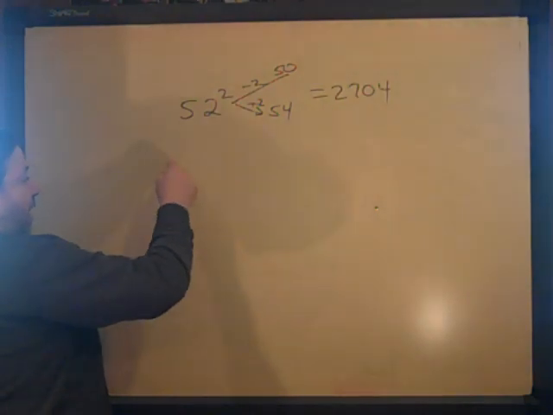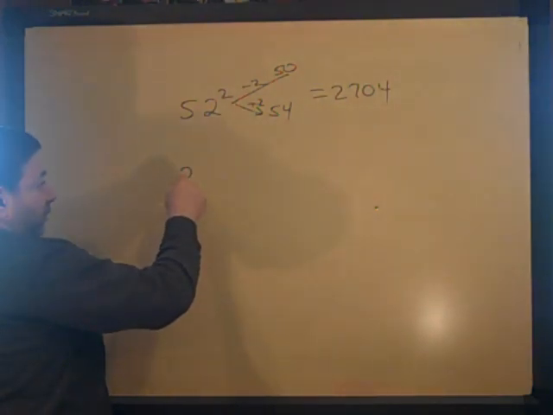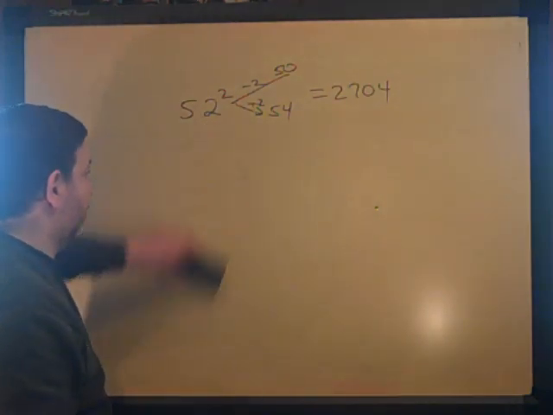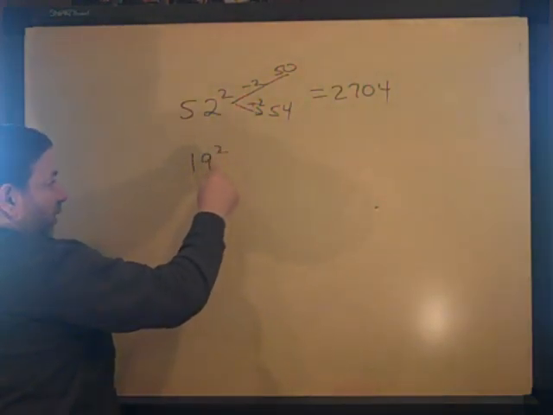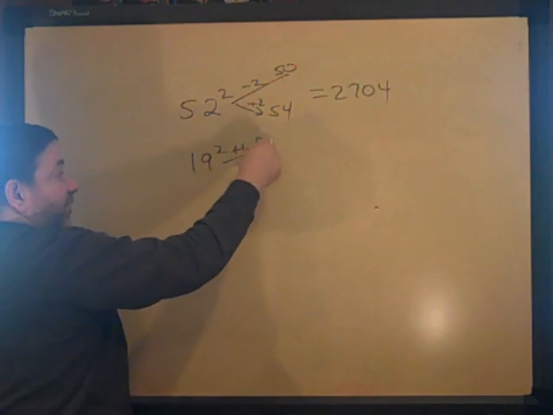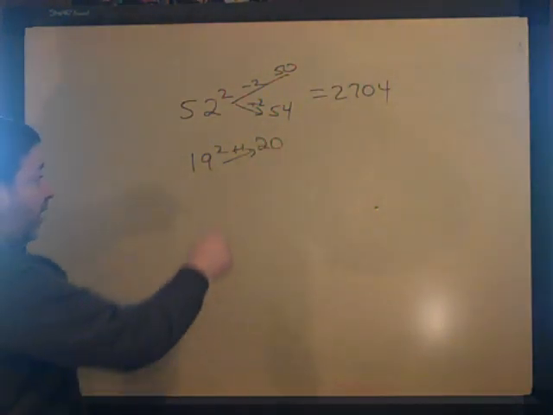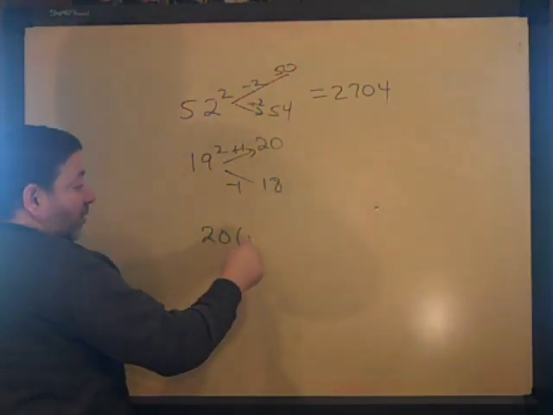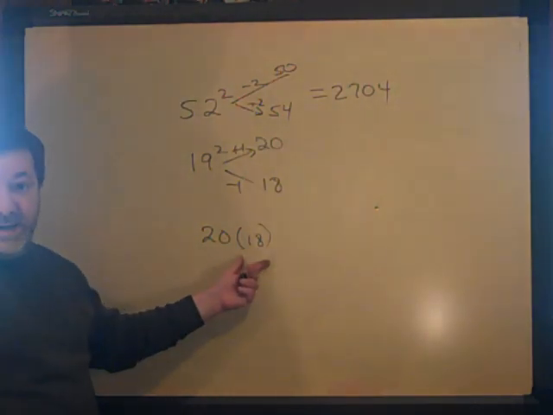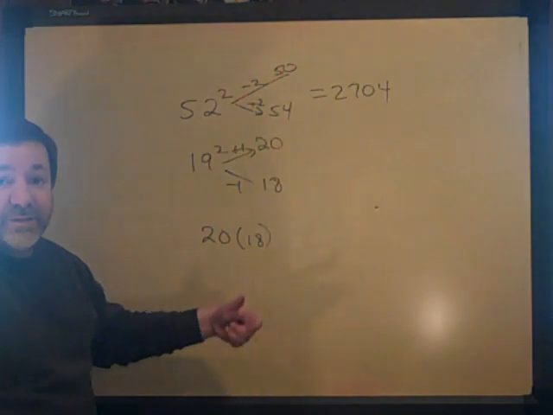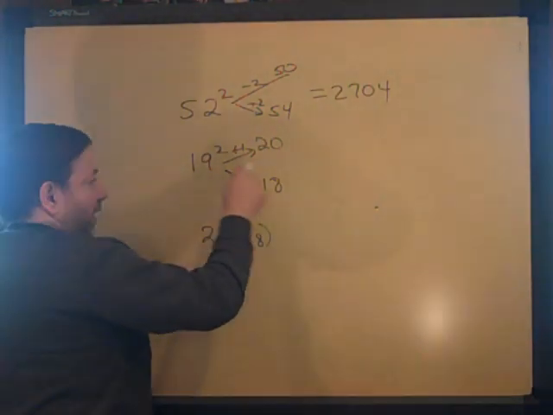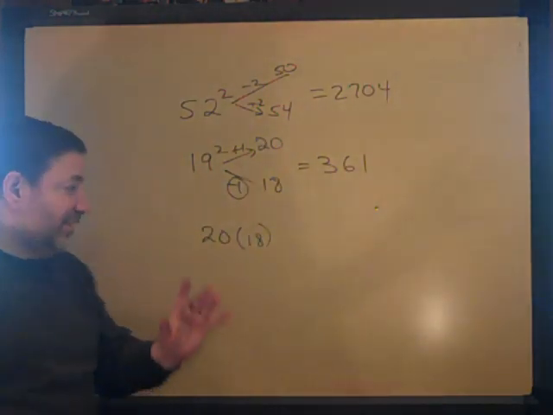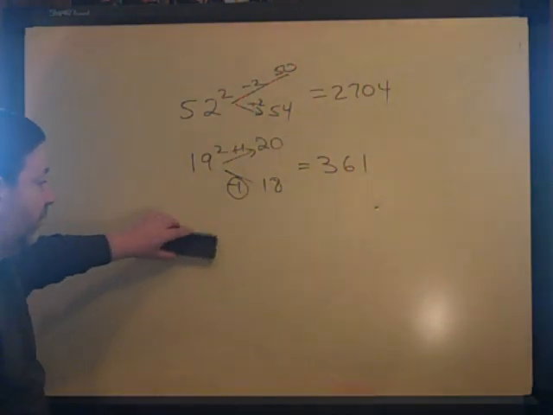Okay, how about 21 squared? Or let's try 19 squared. Well, if you add 1, you get to the nearest 10. You get to 20. So I take away 1. That's 18. 20 times 18, 2 times 18 is 36. Add a 0. 360. Square that number and add it on. 361. You can square 19 in your head. I do it all the time.